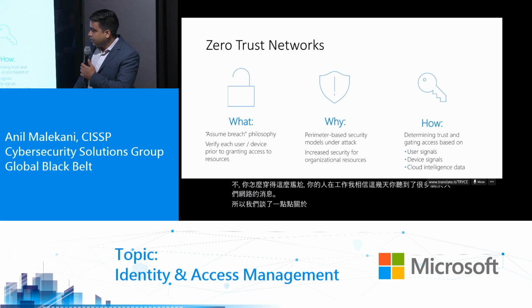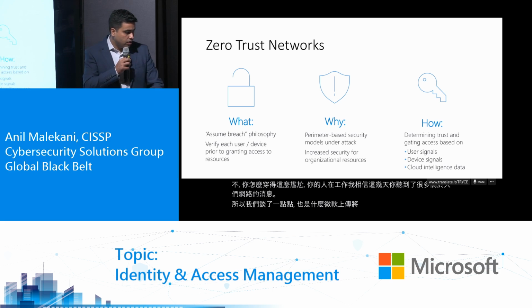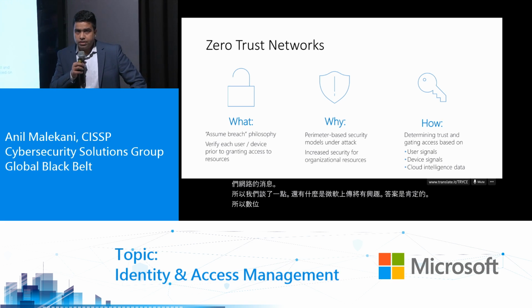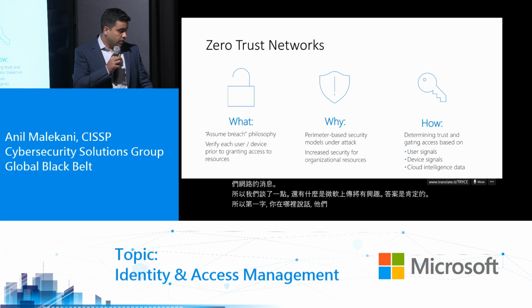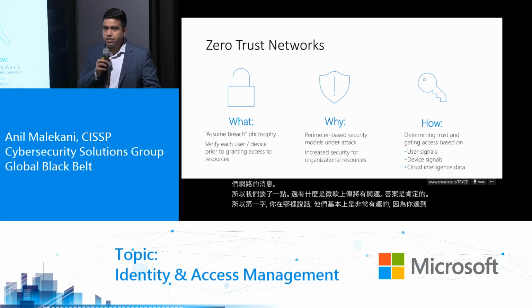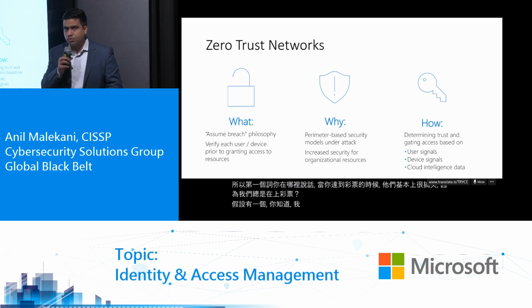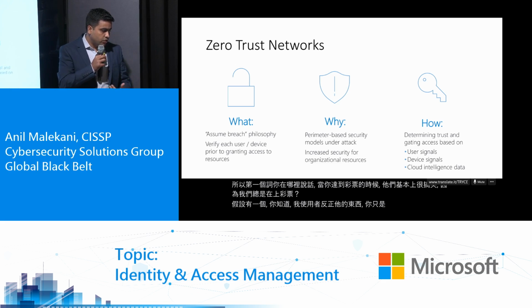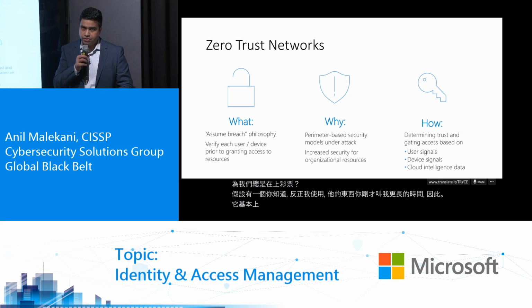Number two, why. We spoke about why perimeter-based security models are weak, why they don't fit cloud services, and that it's also very easy to penetrate network-based perimeter security models. Zero trust networks, based on the assumed breach philosophy and the always verify philosophy, provide much higher security for organizational resources.